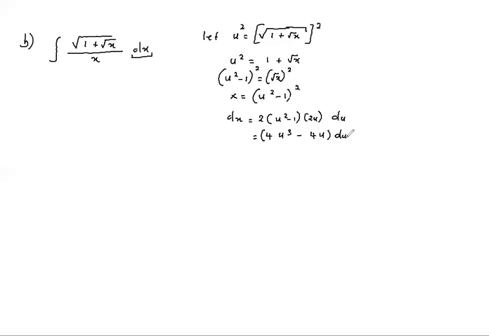So when we go back, we'll have the whole numerator to be u over the whole denominator, x, which is u squared minus 1 squared. And then the dx is 4u to the power 3 minus 4u du.